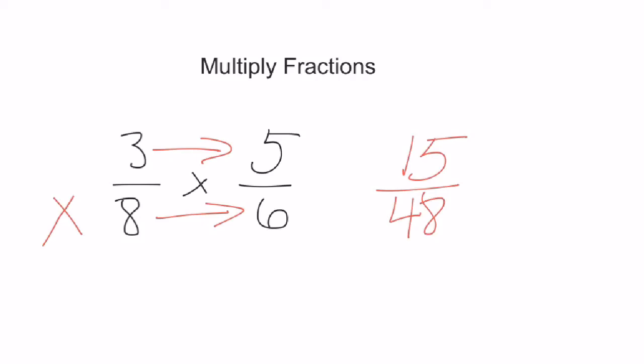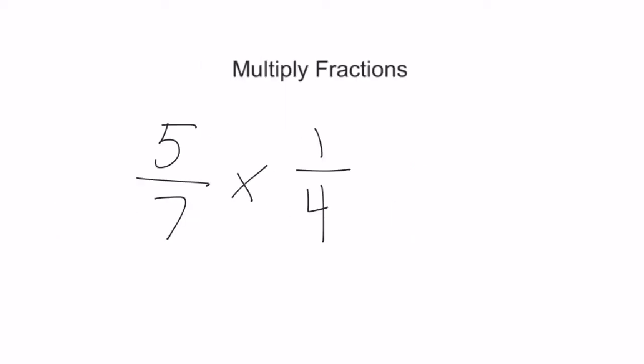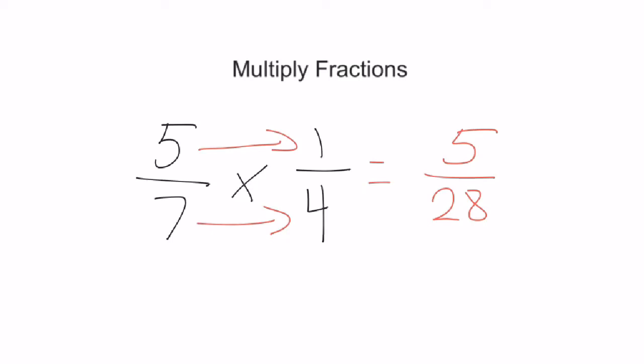So the process is much simpler than adding or subtracting, but we need to remember that this strategy is only for multiplying. So here we have another example. Take the time to solve this on your own, pause the video, and come back to check your answer. So to solve this, all I need to do is multiply across my numerator and multiply across my denominator for 5/28. So again, our process is very simple, but we have to remember that this is just for multiplying fractions. It doesn't change our strategy for adding and subtracting.